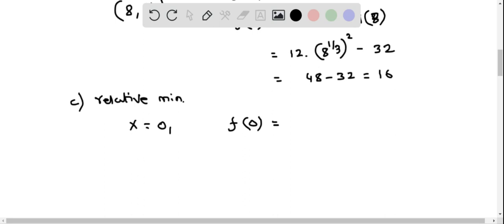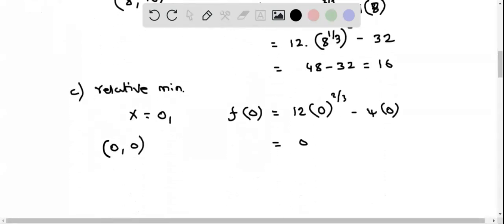So we get f of 0 equals 12 times 0 to the power 2/3 minus 4 times 0. And so this is 0 minus 0, which is 0. So we say that the xy coordinate of the relative minimum is (0, 0). This is the xy coordinate of the relative minimum.